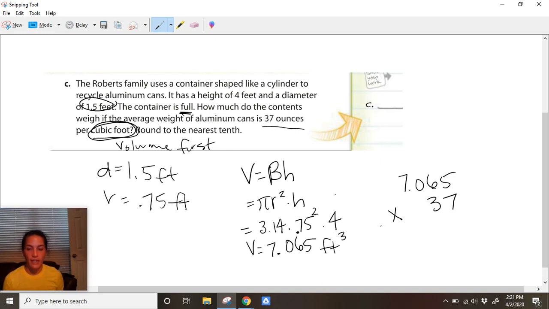And then you would get your answer for how much it weighs. And you can type that into your calculator. Remember, let's round to the nearest tenth. So the weight would be 261.4 ounces.